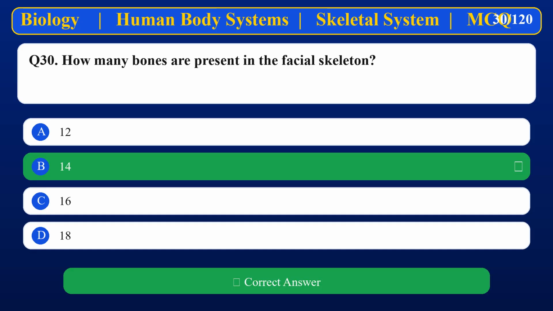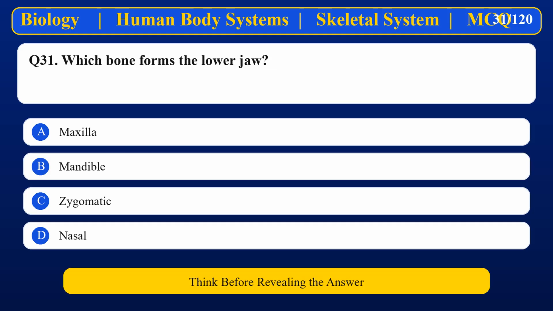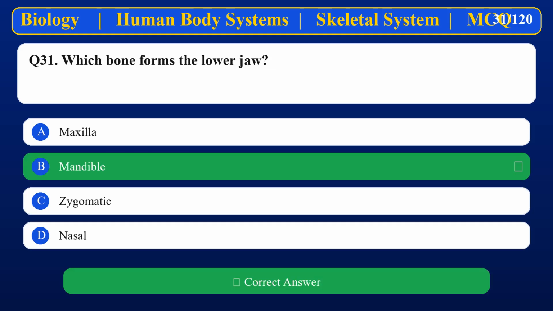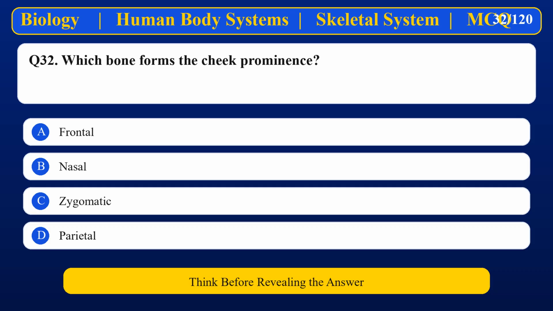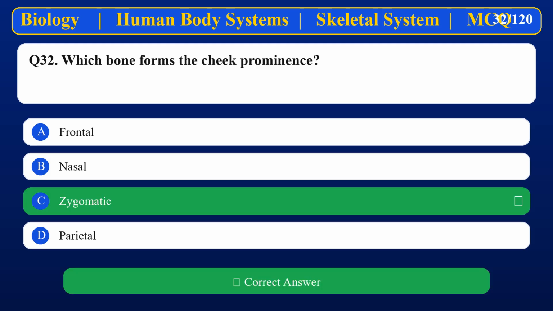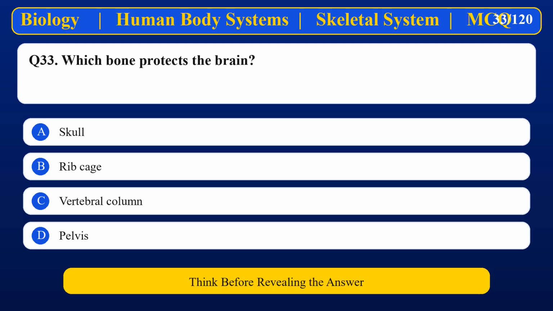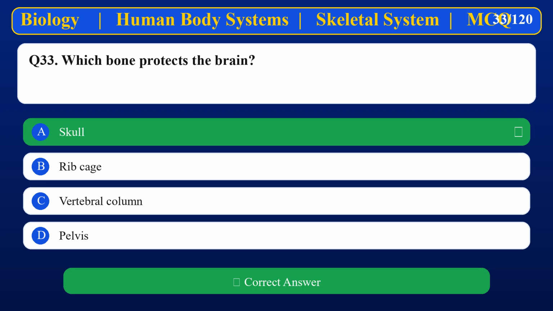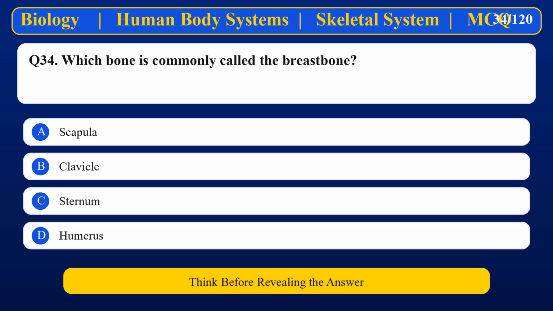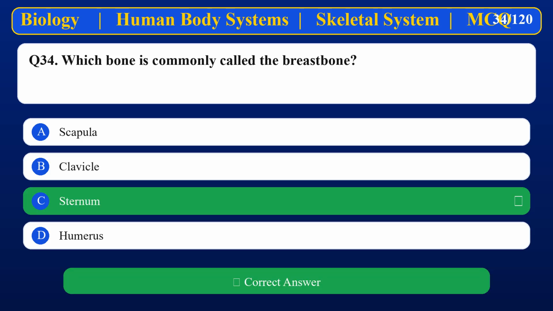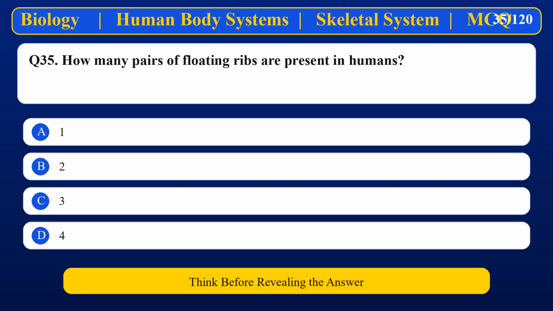How many bones are present in the facial skeleton? 14. Which bone forms the lower jaw? Mandible. Which bone forms the cheek prominence? Zygomatic. Which bone protects the brain? Skull. Which bone is commonly called the breastbone? Sternum.